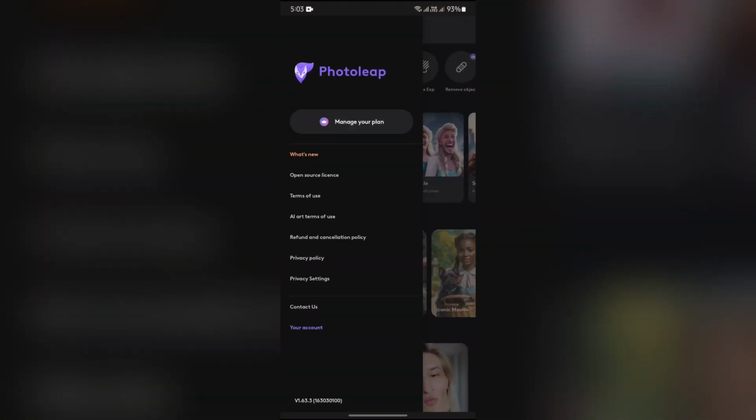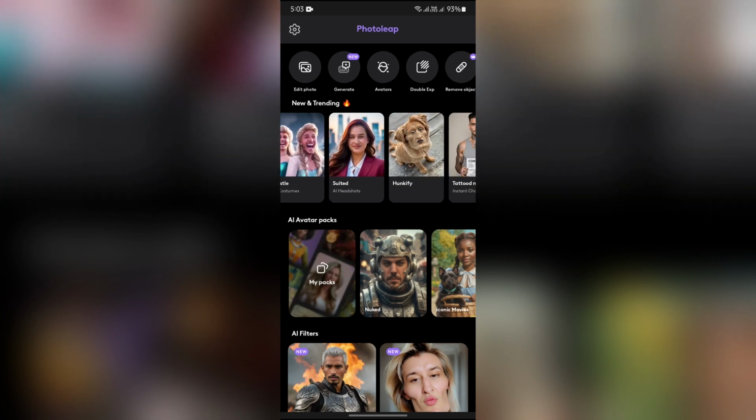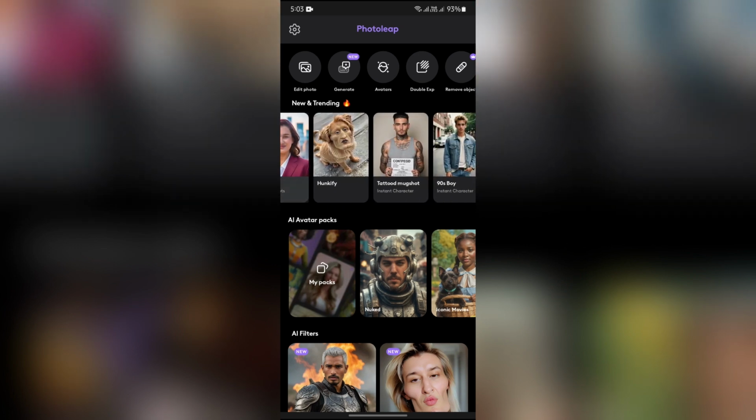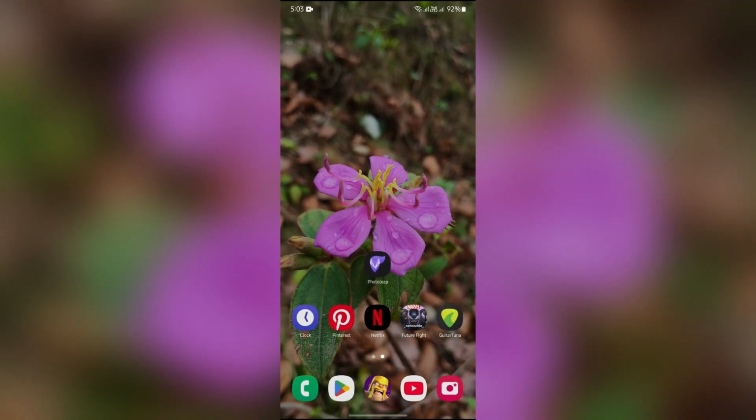have to log out of your account and log in again, and if that also doesn't help, you should try clearing cache, uninstalling and reinstalling the application, and the problem will go away. And this way you can fix something went wrong problem on Photoleap.